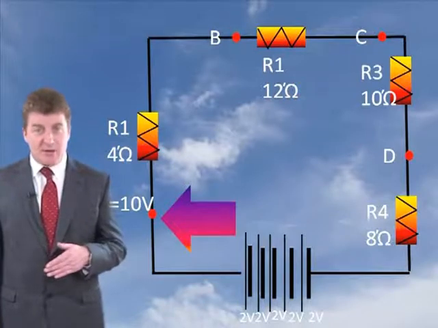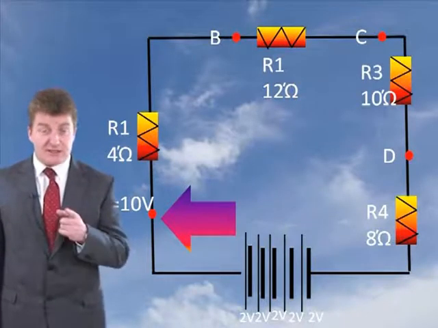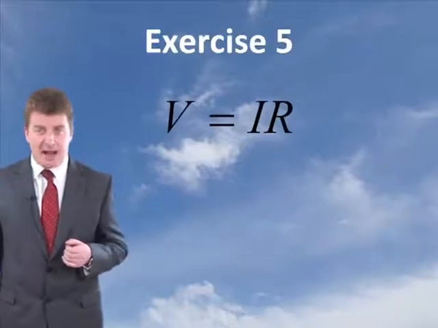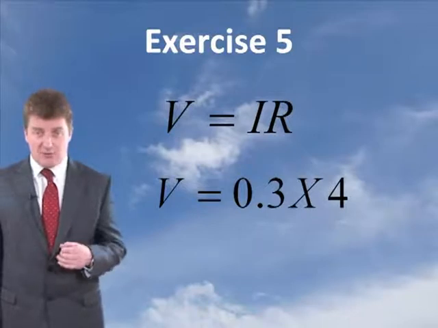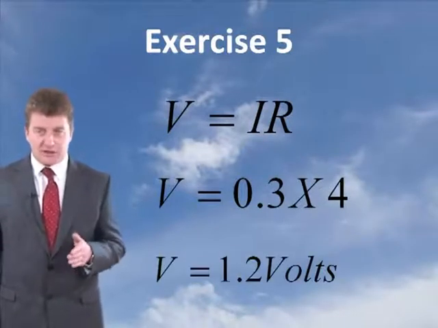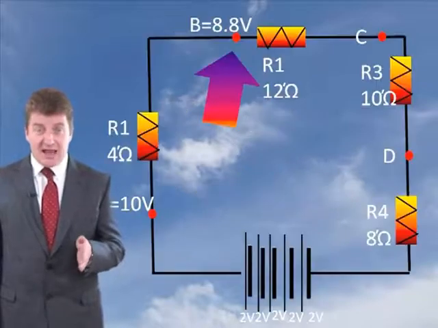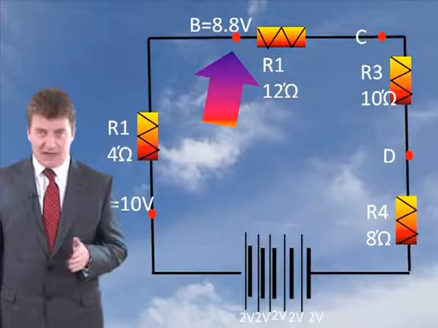Now to determine the voltage at point B, we've got to determine the voltage drop through the first resistor using V equals IR. We know the current's 0.3 amps and the first resistor is 4 ohms. You put them in there, you get a voltage drop of 1.2 volts. So 10 minus 1.2 volts, it would read 8.8 volts at that point.